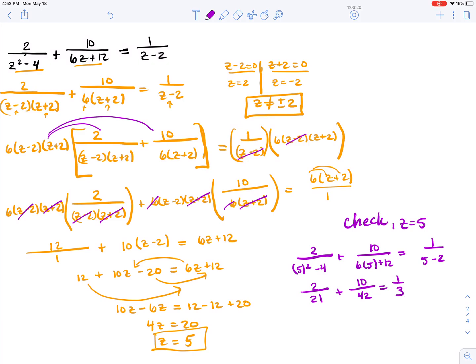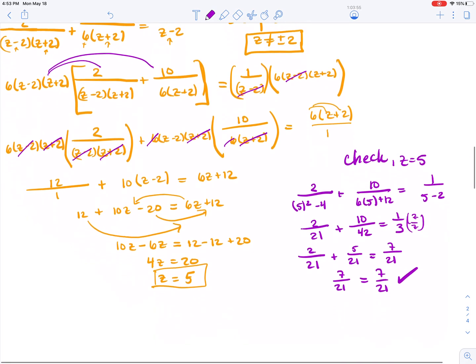Well, now I need to collect everything. Well, I'm going to use 21 because 10 over 42 is the same as if I divide each by half, I got 5 over 21. And I can make 1/3 into 7 over 21 by multiplying by 7 over 7. So let's see, does this equal 7 over 21? 7 over 21 equals 7 over 21? Yes, it does. So that's a check. So z equals 5 is a viable solution.